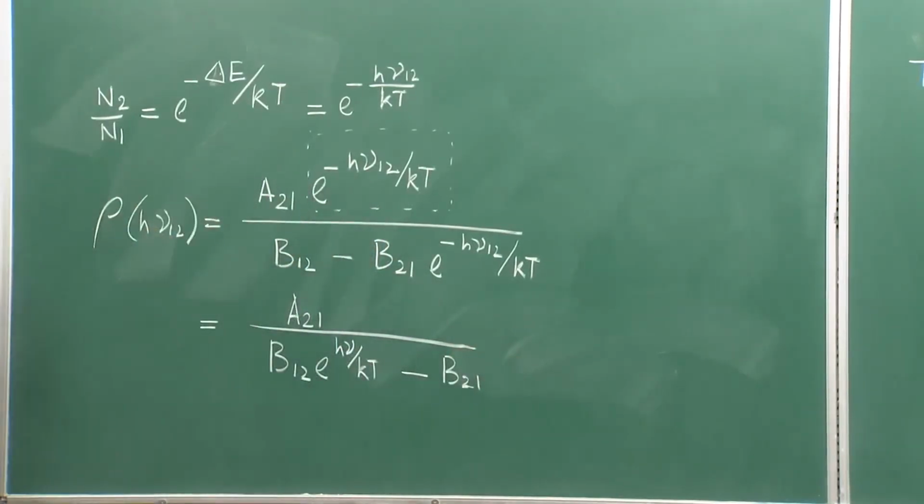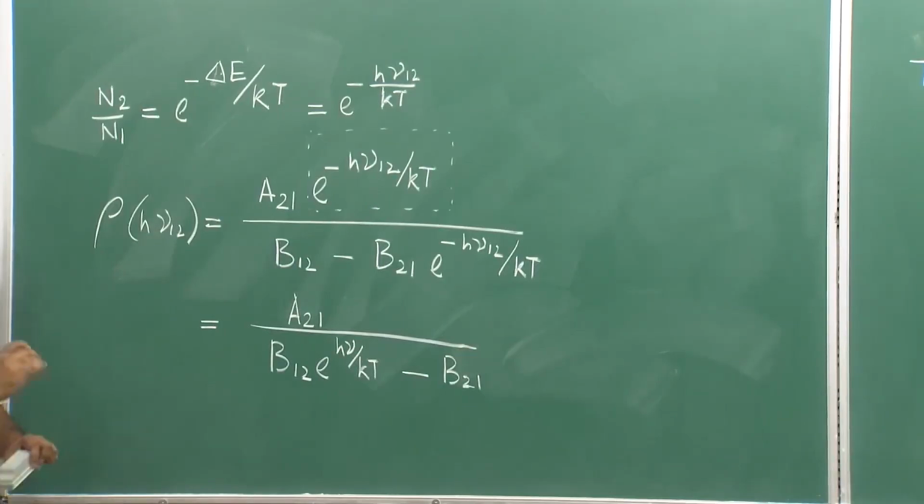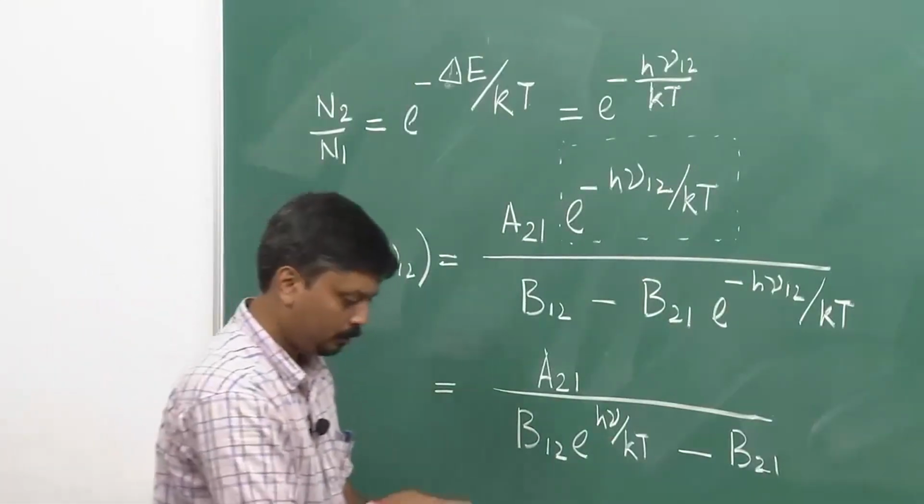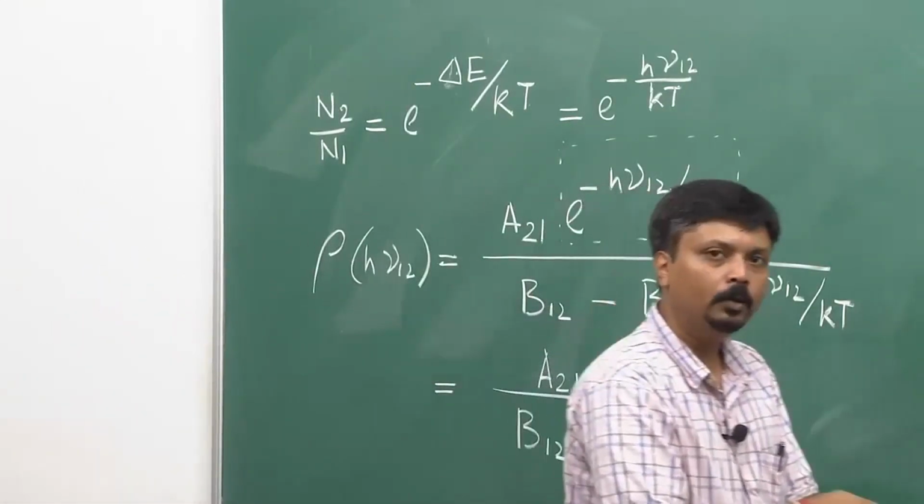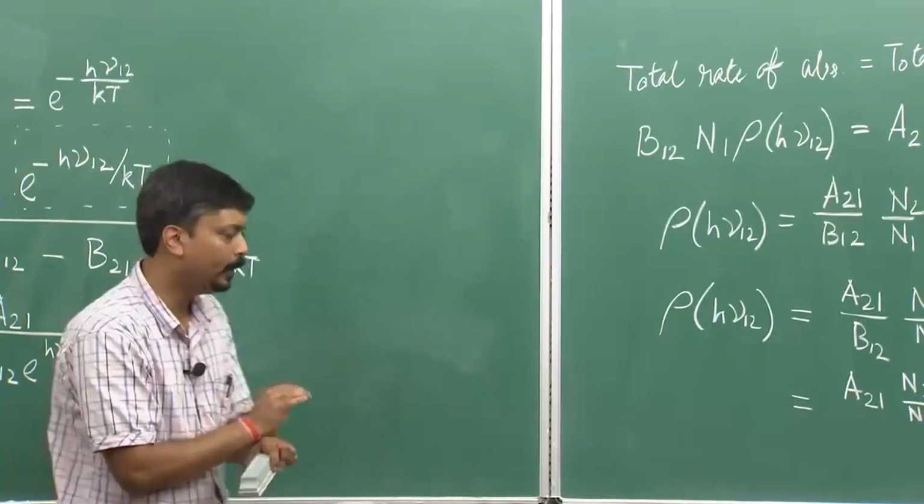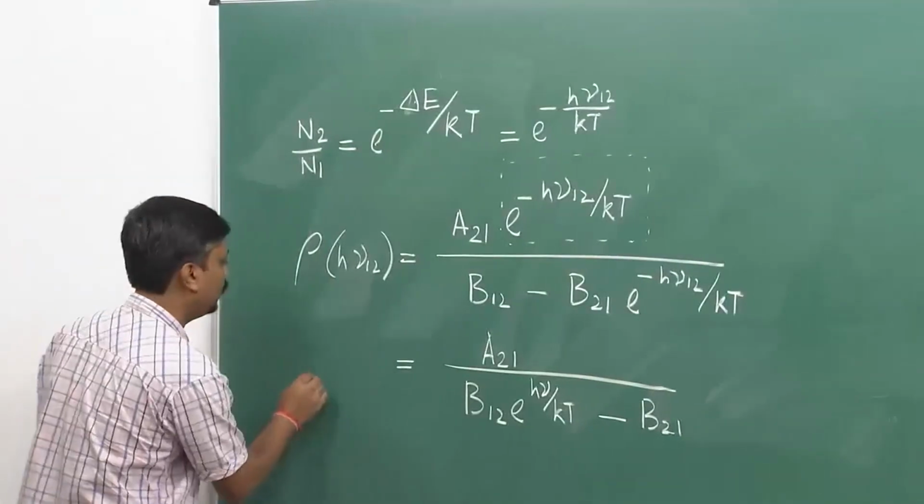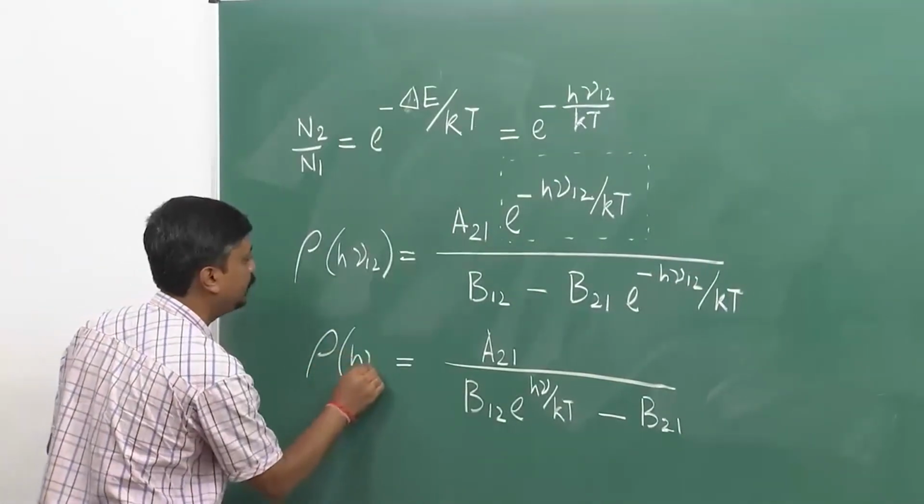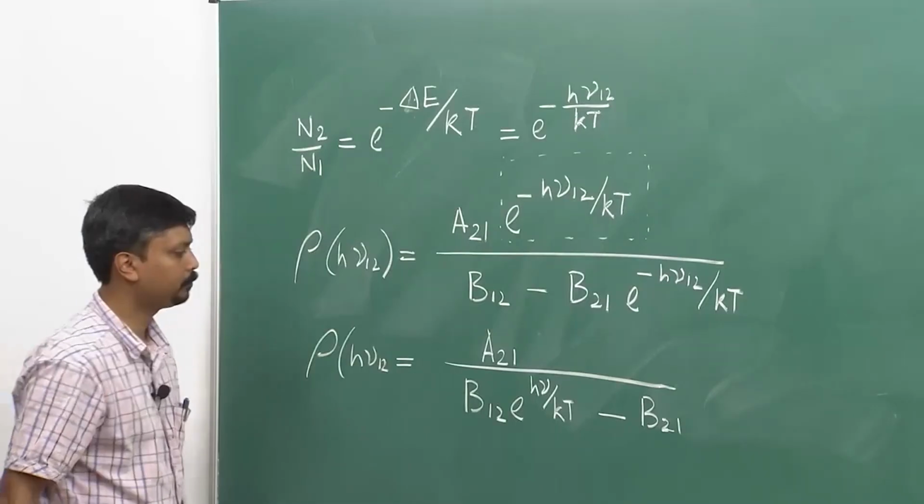Fine. So, this is my rho value. Now, Einstein wanted to come to Planck's law. So, now he got this one. So, I will write it again, h nu 1 2.